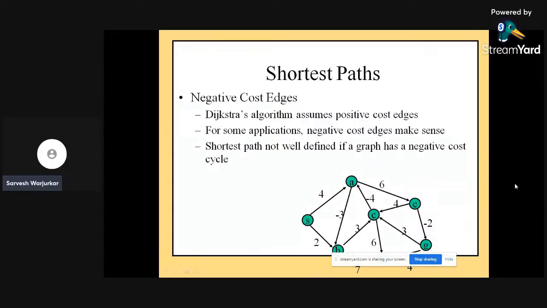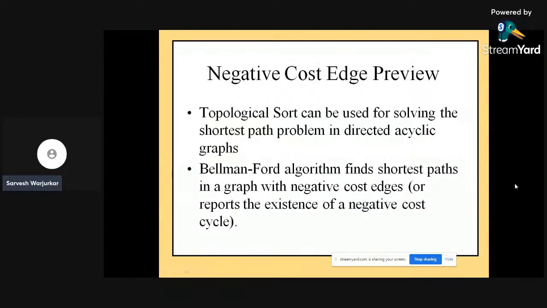Negative cost edges can also be there. We can assume positive cost edges itself, but for some applications, negative cost edges make sense. In some of these applications it can be applicable, and the shortest path will not be defined if the graph has a negative cost cycle. A negative cost cycle is not applicable over there, and topological sort can be used for solving the shortest path problem in a directed acyclic graph. Yes, the Bellman-Ford algorithm finds the shortest path in a graph with negative cost edges, or it reports the existence of a negative cost cycle as well.